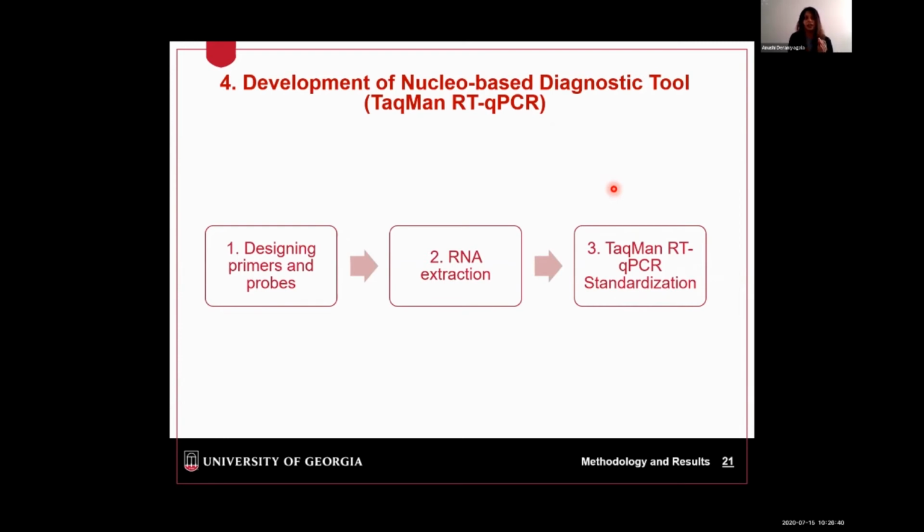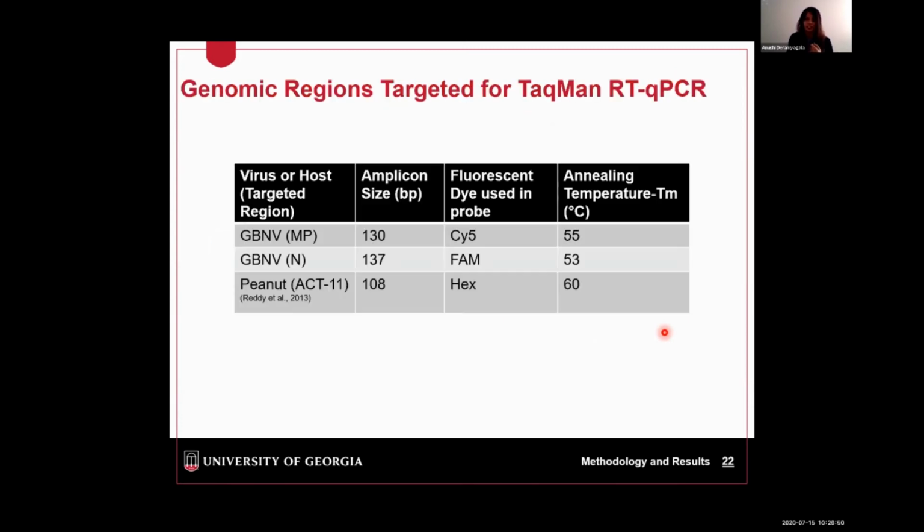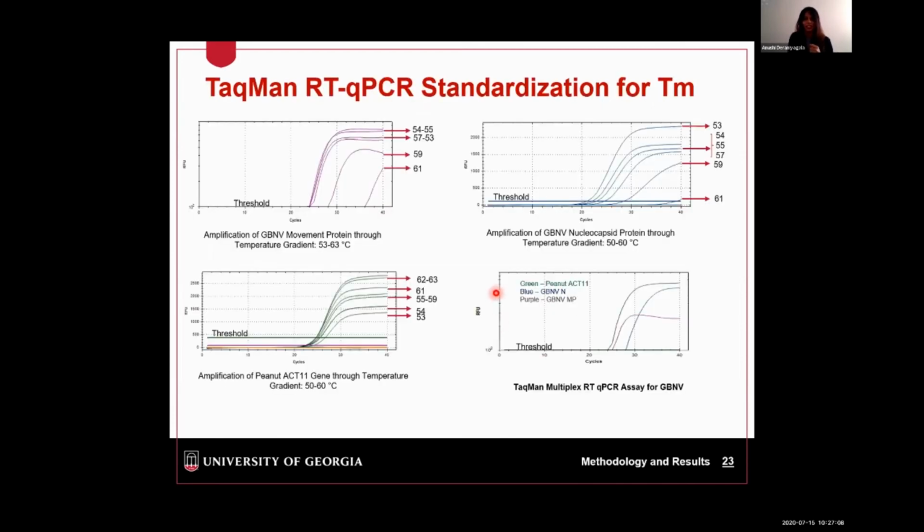The final step is to develop TaqMan RT-qPCR, which involves designing the primers and probes first, then RNA extraction, and finally the standardization. These are the regions targeted: the two regions targeted for the virus, and the internal control. We used three different dyes for the probes. This is the result I got. These three graphs show the amplification of these particular regions through a temperature gradient. This is for the movement protein, this is for the nucleocapsid protein, and this is for the internal control.